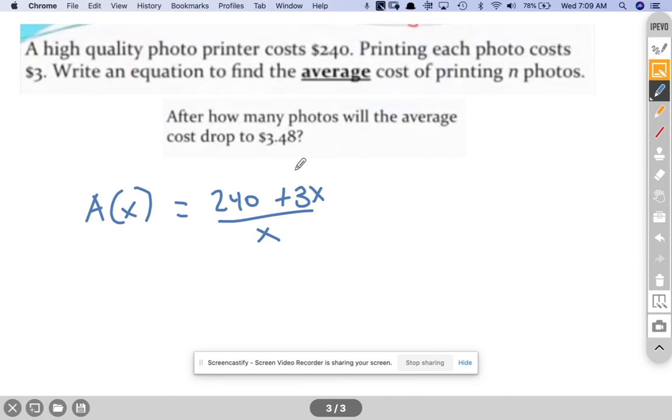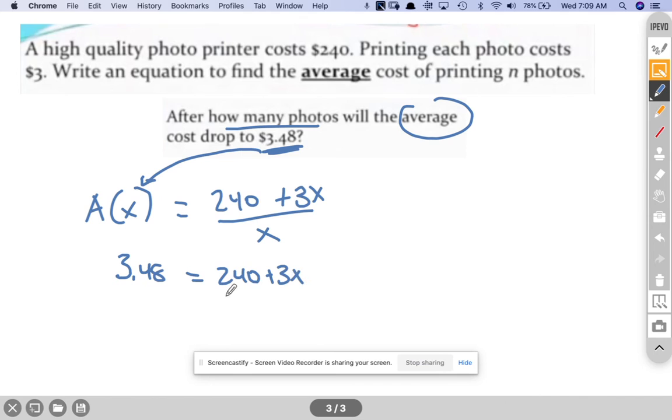So the first thing is, can I set this up? Now we've got to look at what the question gives us. It's saying how many photos will I need to print in order for this $3.48 to be the average. So that gives me the average. I'm going to throw that 3.48 right into the average spot.